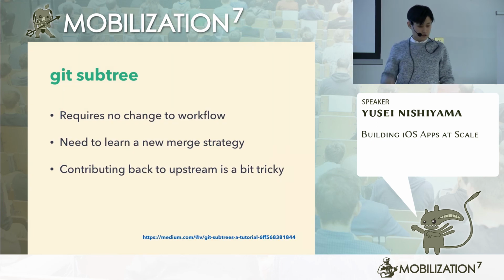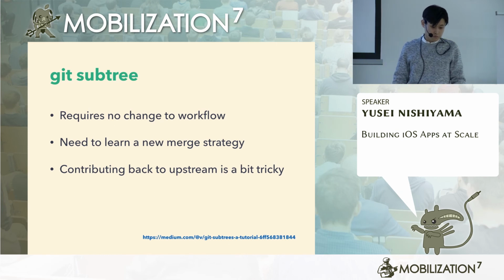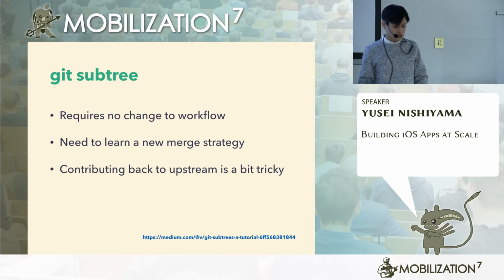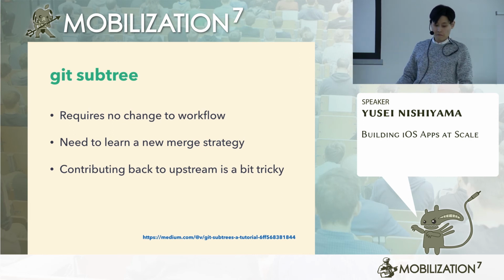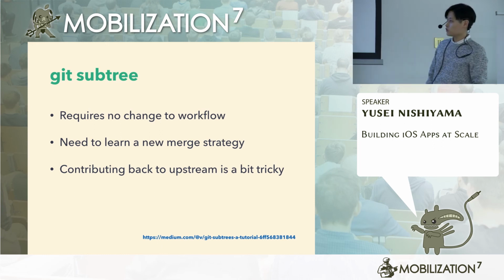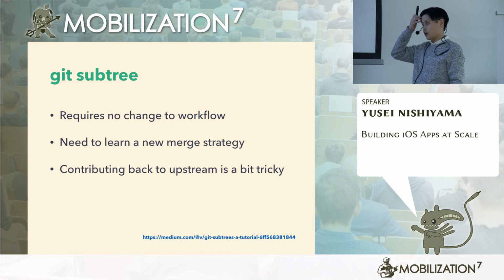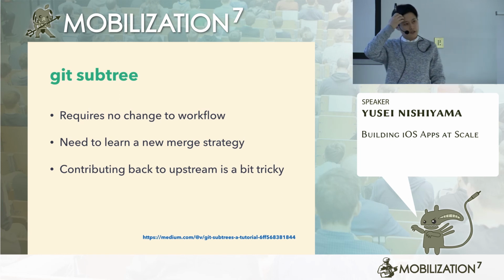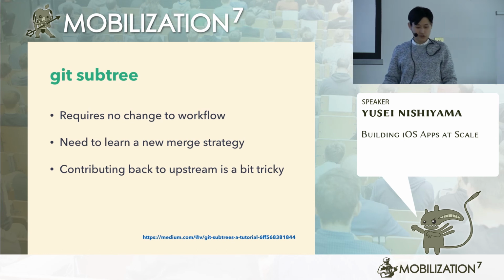The pros and cons are mostly the same as Git submodule, but one significant advantage over Git submodule is that you don't need to change your workflow. A downside is you need to use the a bit tricky merging strategies of Git subtree. Otherwise, you will have a serious conflict or dirty Git history. So the link is a link to the Medium post where an engineer at Medium explains how they modularize their code with Git subtree. So I highly recommend to see it.